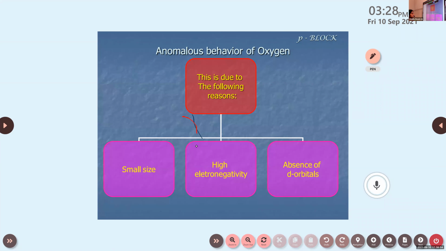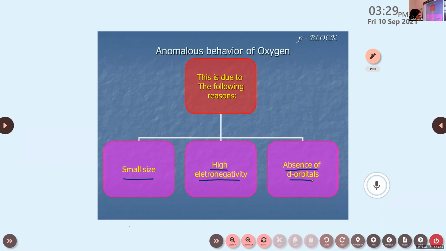Yes. So there are three main reasons for the anomalous behavior of oxygen. First, small size. It is the first member of the group, and it has only s and p orbitals, not d orbitals. Then, high electronegativity compared to other elements in the group. Third, absence of d orbitals. So these three are the reasons for the anomalous behavior of oxygen compared to the other members in the group: small size, high electronegativity, absence of d orbitals. Clear?